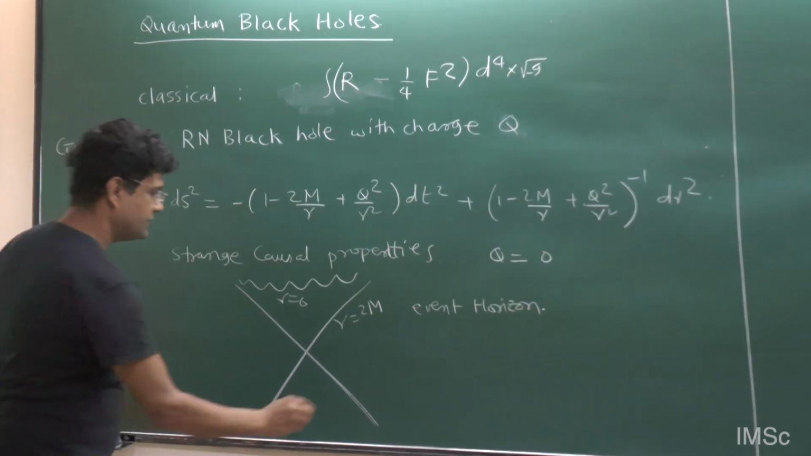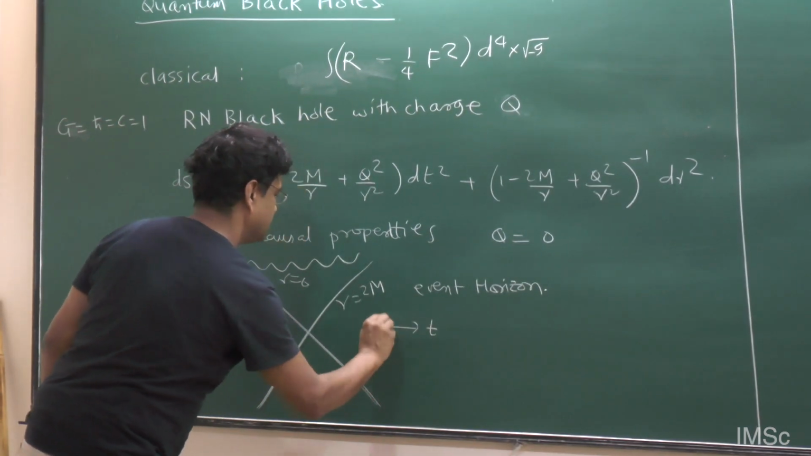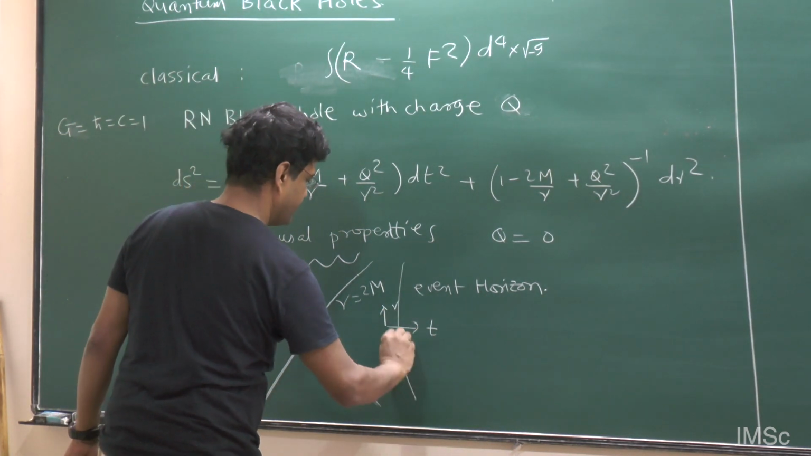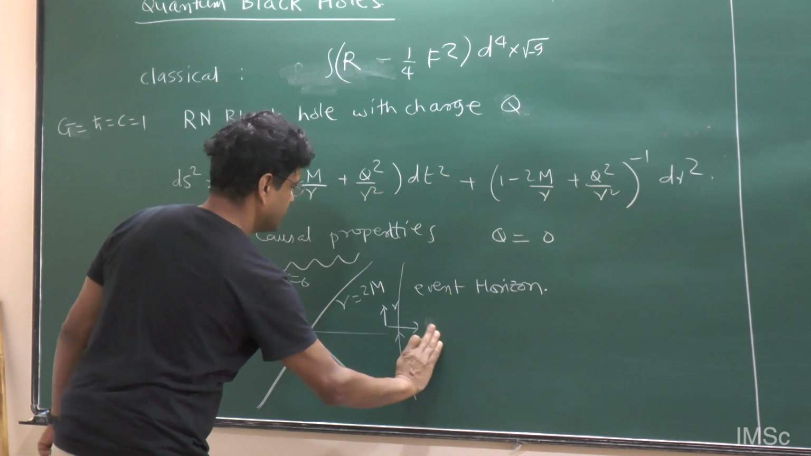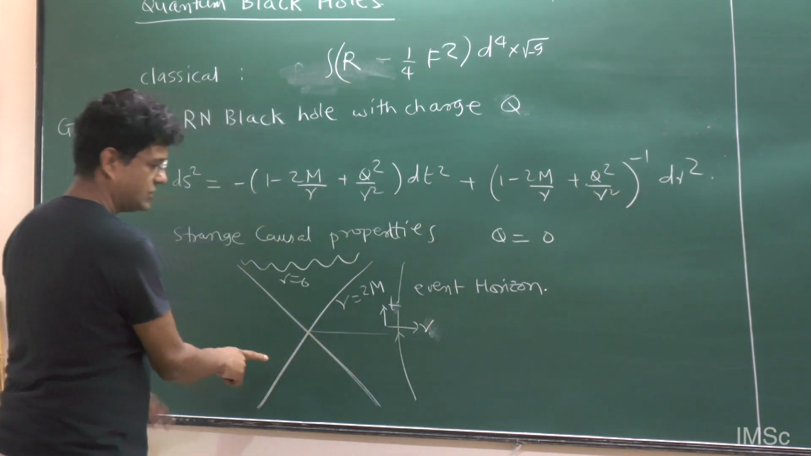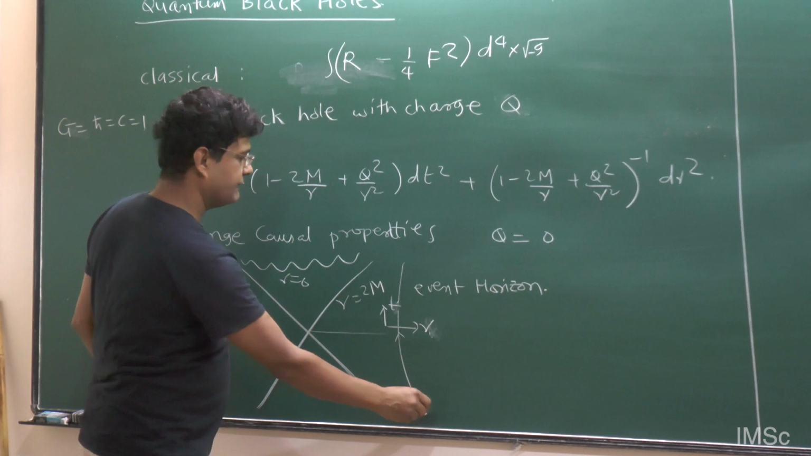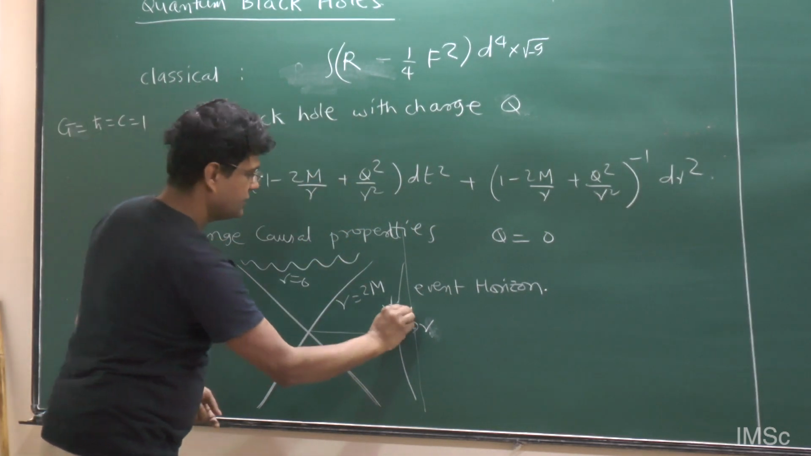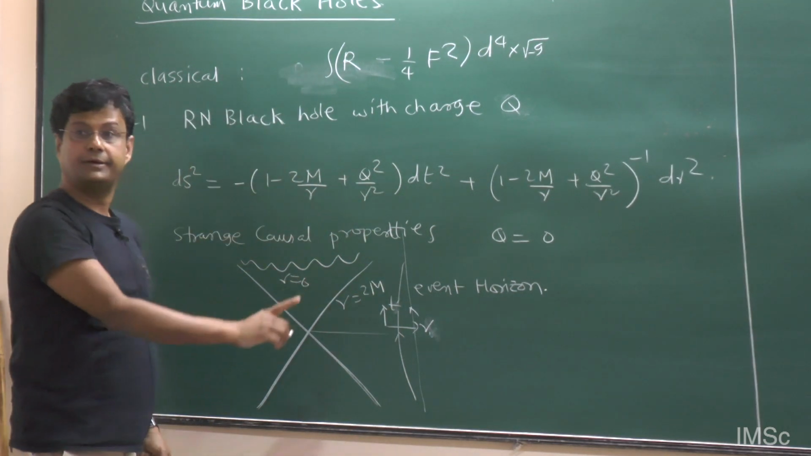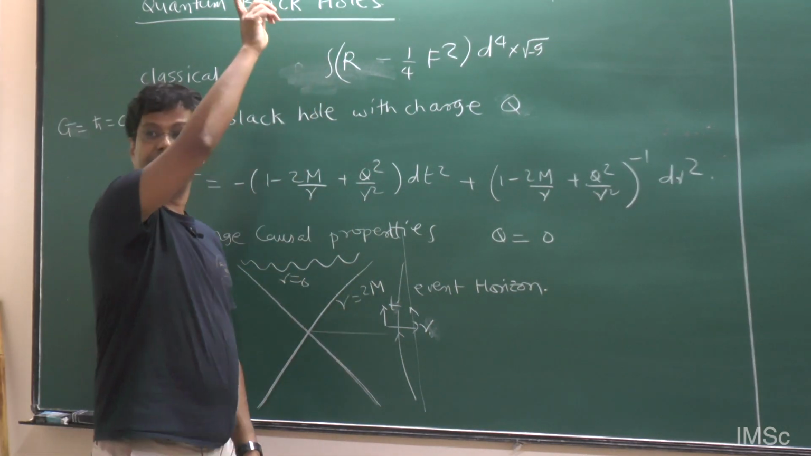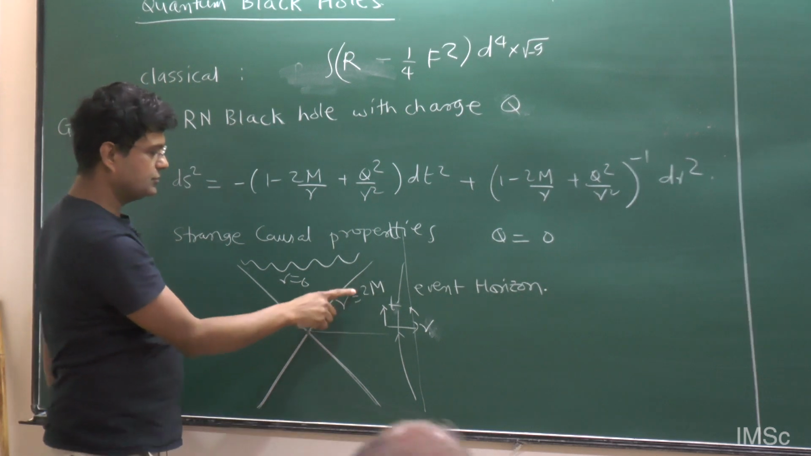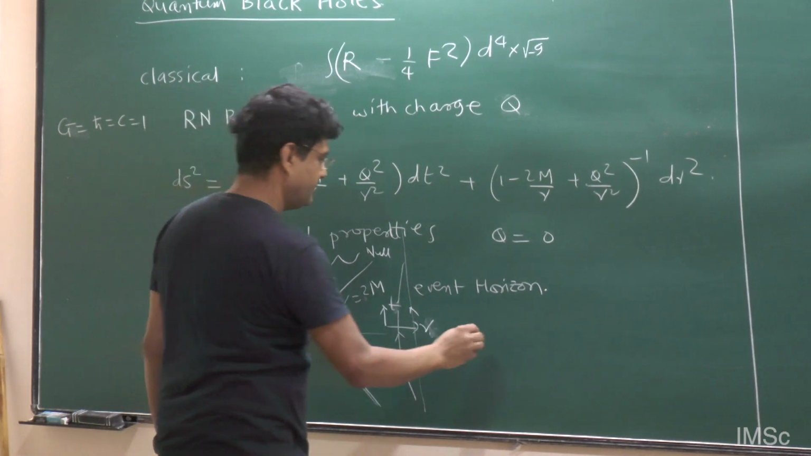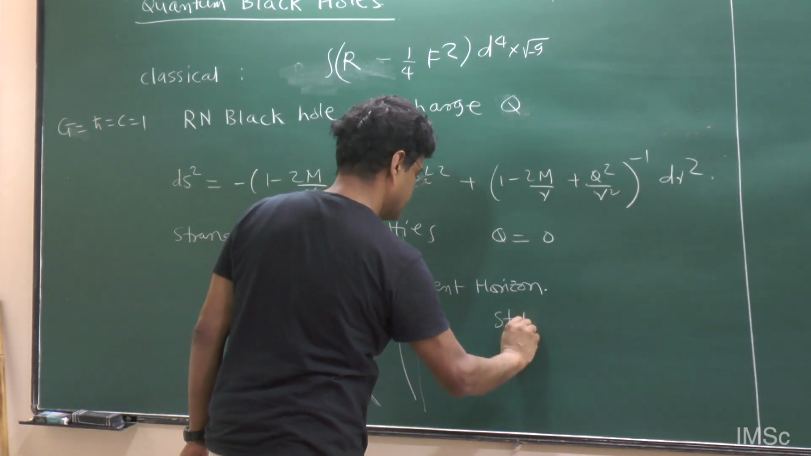The diagram is to be understood as follows: time is going up and r is in this direction. An observer sitting far away, with r going to infinity, is basically in flat space, and constant r corresponds to just going straight up. But at r equal to 2m, it becomes a null line. The definition of the event horizon is the stationary null surface.